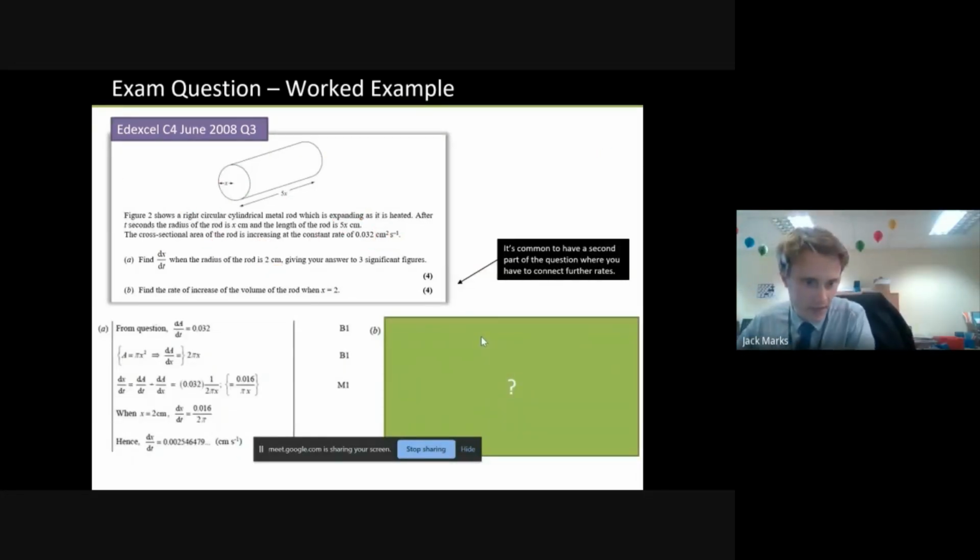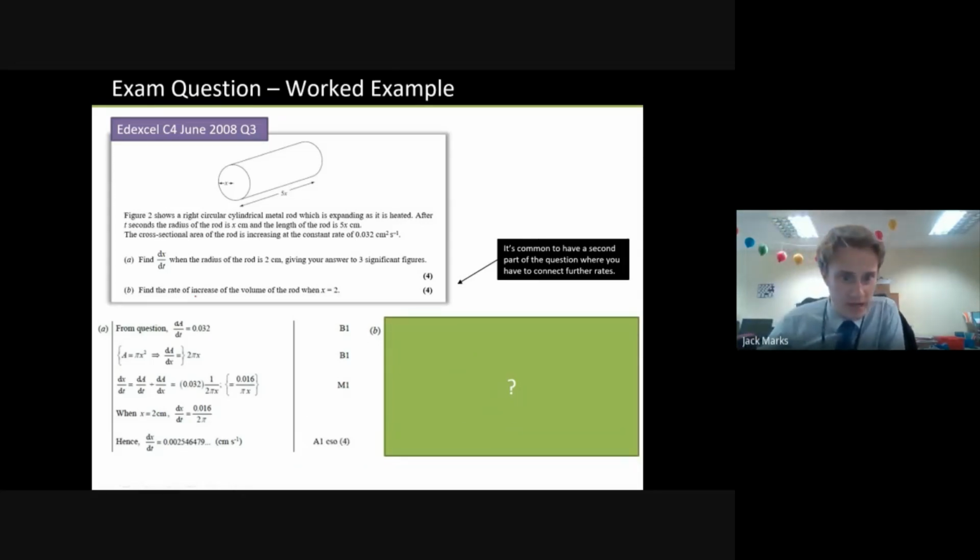Okay, so we did this previous question here. So let's talk about part B. So part B said, find the rate of increase of the volume. So you know it's about dV. Rate tells you it's about time. So it wants dV dt. Now, what information do we have available to us to get this? Well, we need something with dt in the denominator there, and we need something with dV.